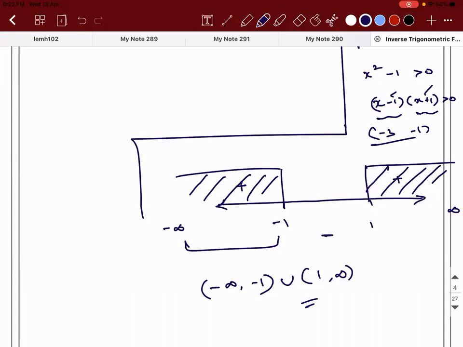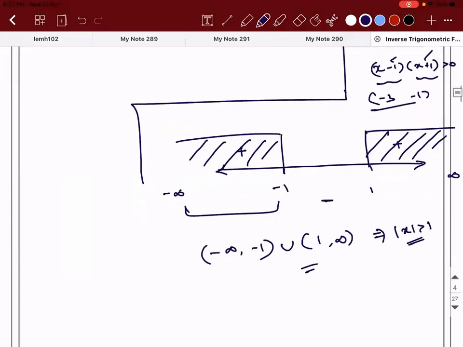This is what we can also call mod x greater than 1. So you are able to understand how these values are. I am sure you would have learned this in linear inequalities. Right? So this is the logic.